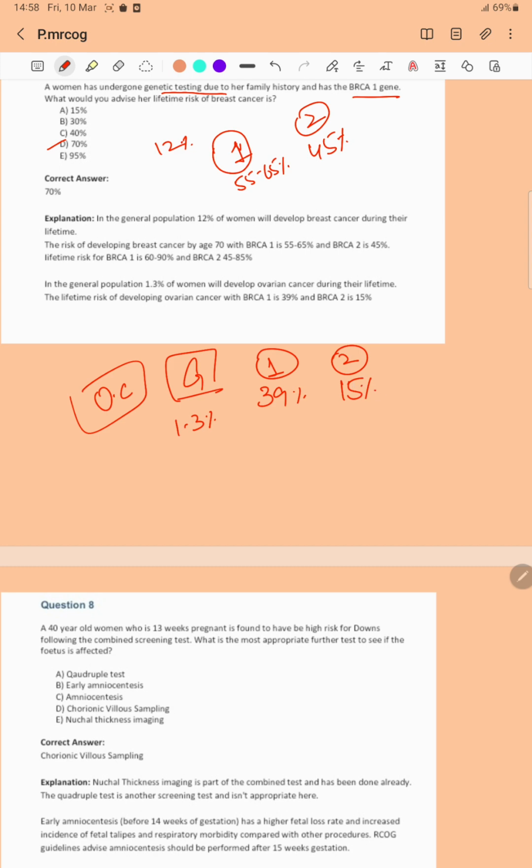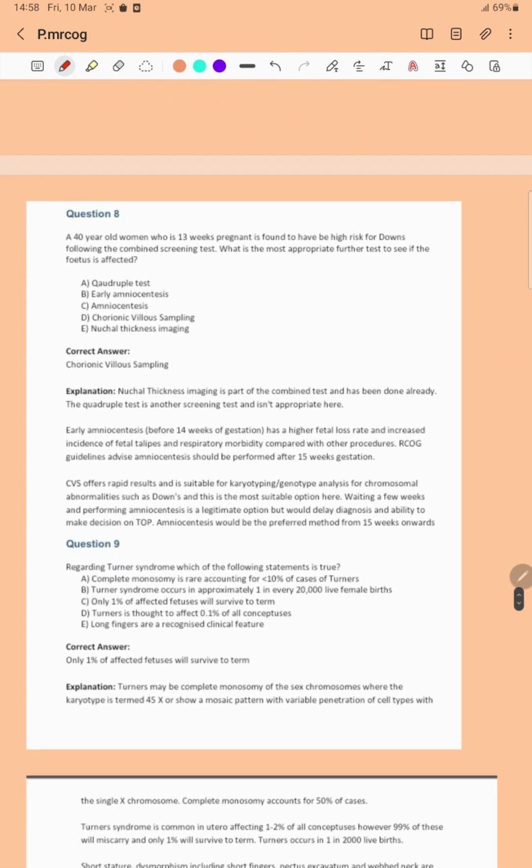Next question. A 40 year old woman who is 13 weeks pregnant is found to have a high risk of Down syndrome following the combined screening test. What is the most appropriate further test to see if the fetus is affected? So as she's at 13 weeks, let's see some important things. First comes the imaging or the non-invasive test.